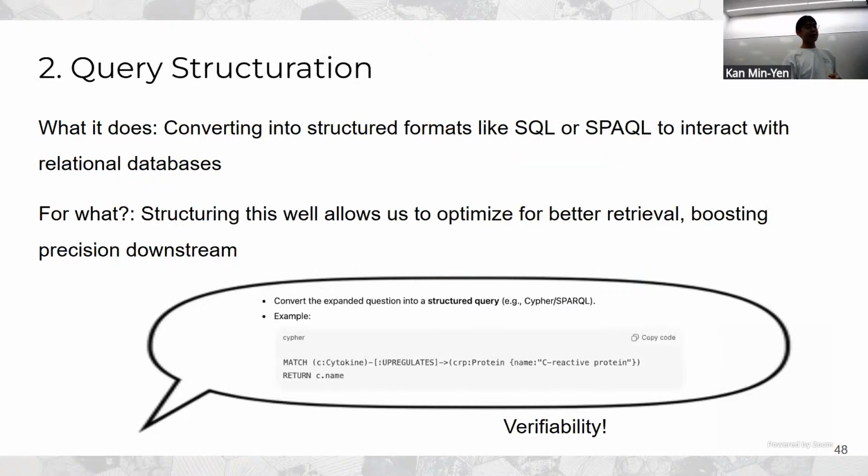Next, you have query structuration. Basically, this converts your question into something that you can process later on. And it's very unique to how you store your graph as well, like SQL or SPARQL to interact with your relational database. At the end of the day, this allows us to optimize for better retrieval. So it's sort of like context management for your graph.